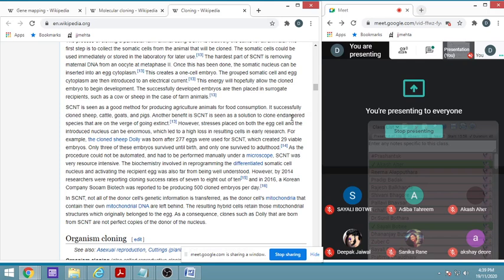information about cloning, how this cloning is done. I told you about cloned sheep Dolly. Here you can get the information on how the clone was born after 277 eggs were used for this cloning technology, and it created 29 viable embryos. Out of these, 3 embryos survived until birth, and only one survived to adulthood, that was called Dolly. So those who are interested can see it.